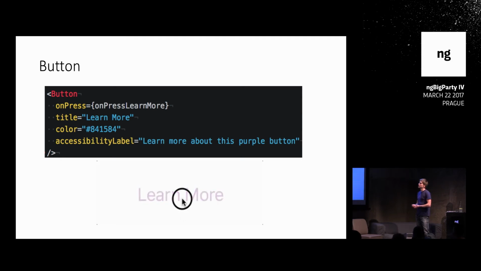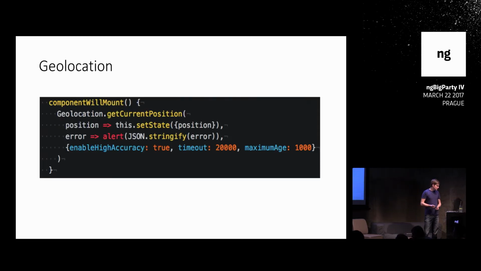Oh, nice visualization of a button. So this is how you'd basically specify a button. You use native component and React syntax. Right. This is how you would use an API. In this case, it's a geolocation. You simply call some kind of a static method of a library you import from the native React Native library.